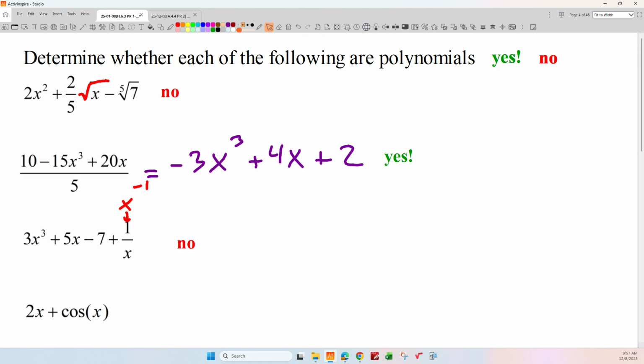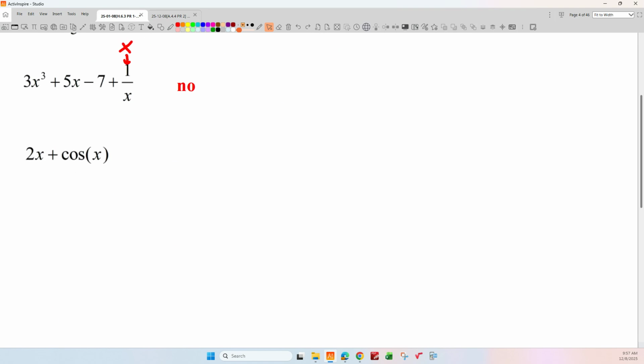Okay. And this bottom one, it's probably pretty obvious. Thumbs up or down? Down. How come? Because cosine of x, does that look like x to a power? No, that's different. That's weird, right? Because I get this term that's not x to a power, this is a problem.